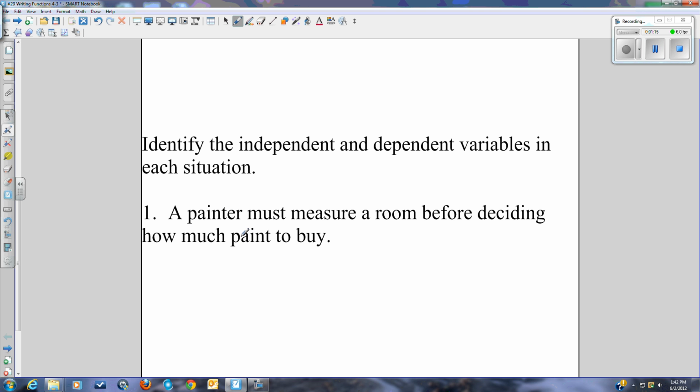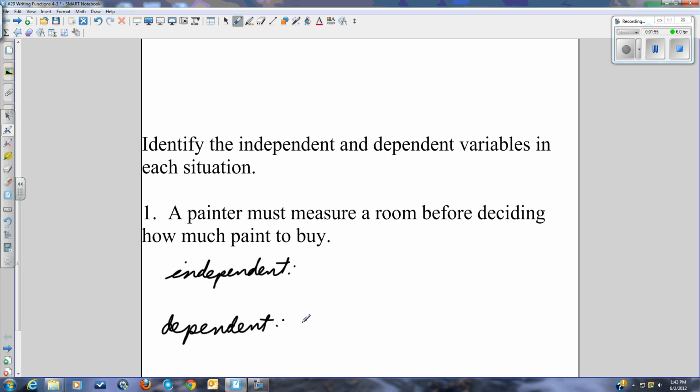It says a painter must measure a room before deciding how much paint to buy. So let's write down, we have independent and dependent variables. And so we want to know, does the measure of the room depend on the amount of paint that the painter is going to buy, or does the amount of paint that the painter buys depend on the size of the room? Well, the amount of paint that he's going to buy depends on the size of the room.